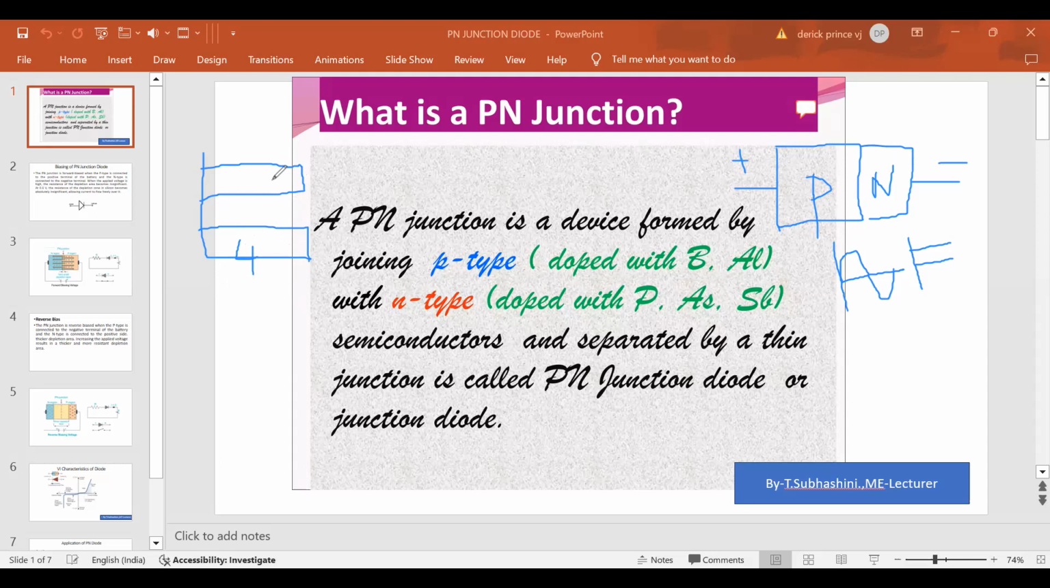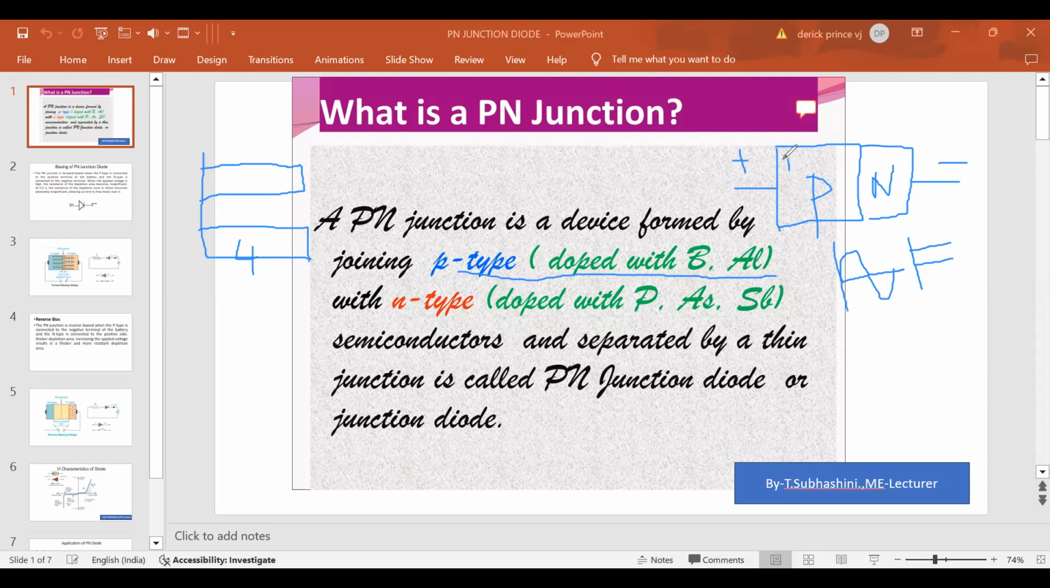So what I am going to do with these 4 valence electrons is doping. Doping is nothing but adding impurities. I'm going to add some materials like P-type material. Here I have given in the PPT, P-type material. P-type materials are called trivalent, with 3 valence electrons. For example, we can take boron, aluminum. So here in this P-type, we are doping with trivalent, that is boron or aluminum.